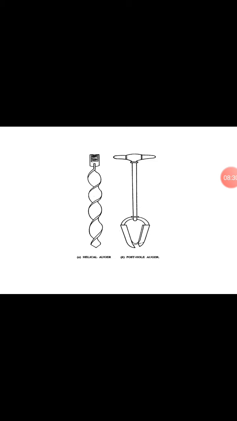The figure is seen in the next slide, helical auger. The spiral type helical auger is generally used to cut or drill the soil. In a post hole auger, a blade is provided at the bottom, and by forcefully applying pressure and rotating the handle in a clockwise direction, we cut the soil.